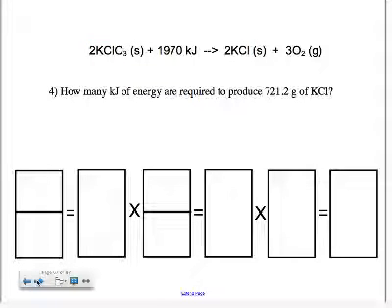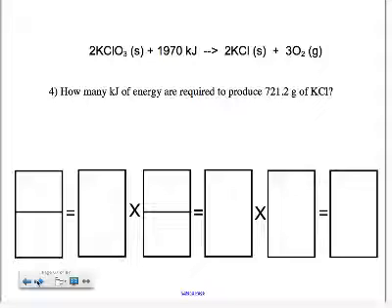Okay, this is an energy heat question. We have now added into the equation the number of kilojoules on the left-hand side. 1970 kilojoules are required for this reaction. So this is an endothermic reaction. When the heat or energy is on the left-hand side, that's an endothermic reaction. It needs to add heat in order to get the products, instead of having heat as a product. So how many kilojoules of energy are needed to produce 721 grams of potassium chloride?